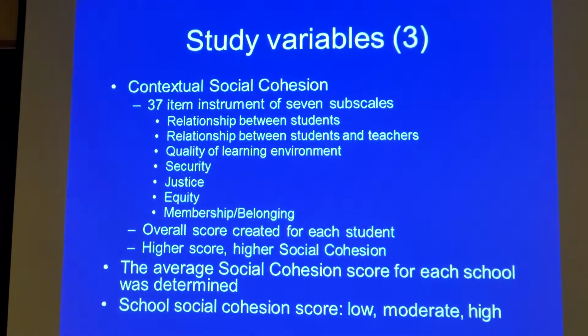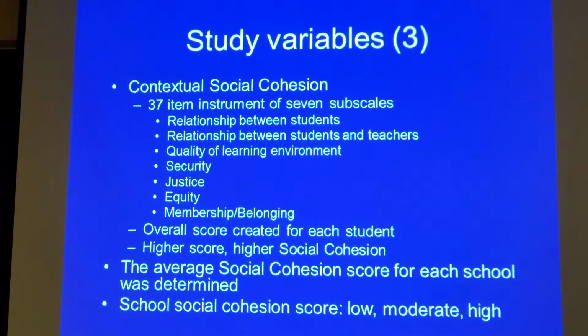So for social cohesion, I used the scale to create an individual level measure of social cohesion and also a school level measure of social cohesion. For example, there's a 37 item instrument of 7 subscales, such as relationship between students. The particular questions asked specific questions about relationship between students, relationship between students and teachers. An overall scale was created.